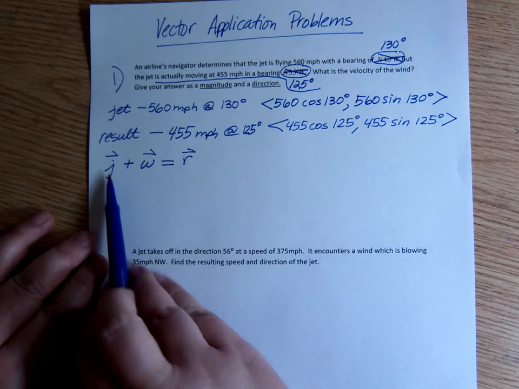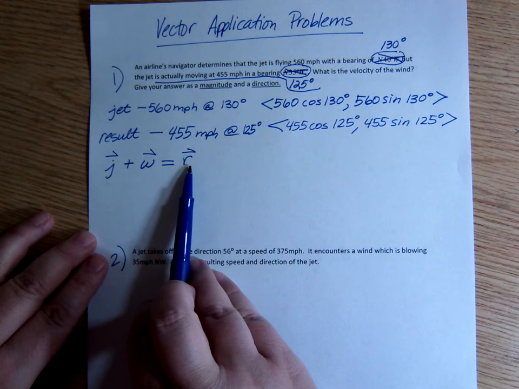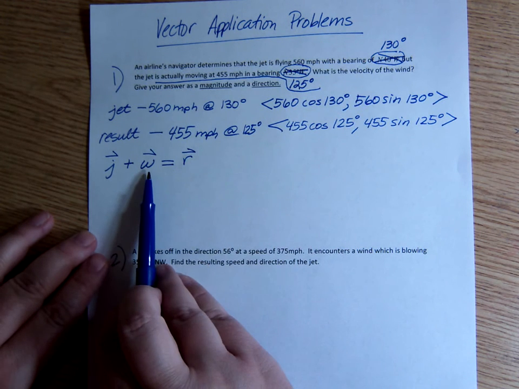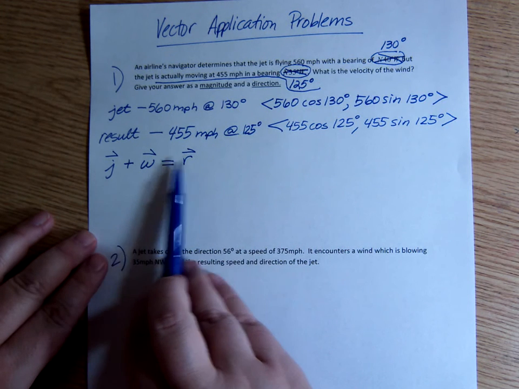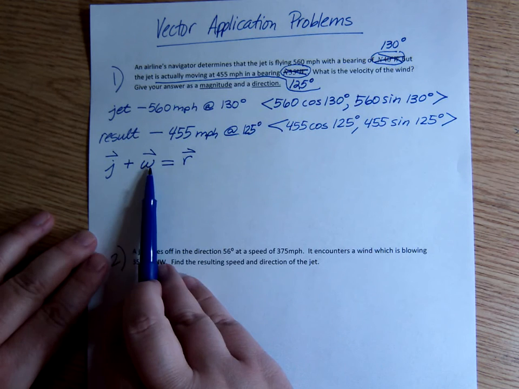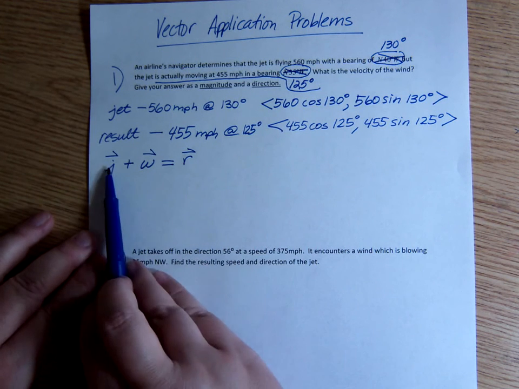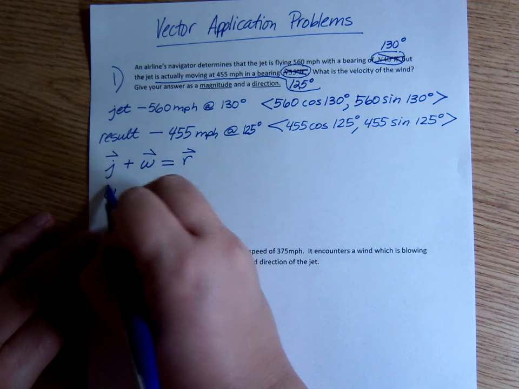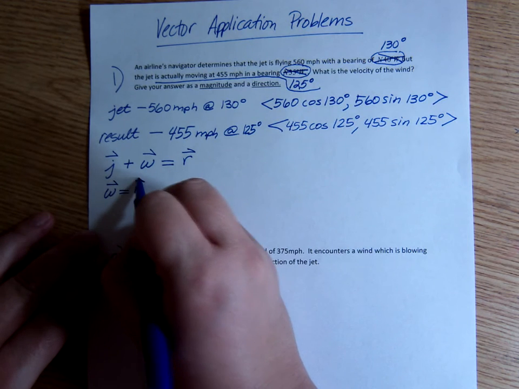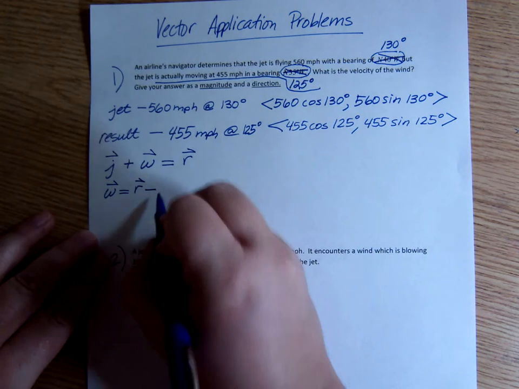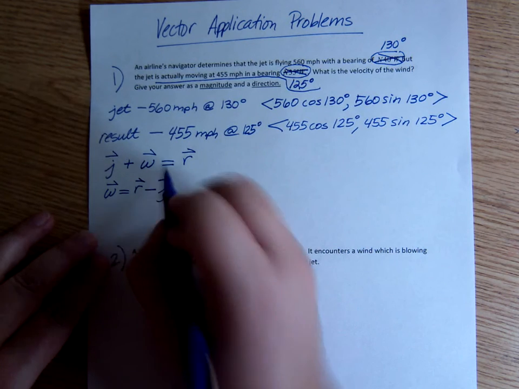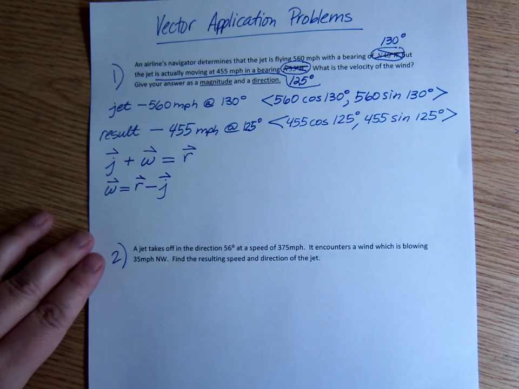So if I have this one and this one and I'm supposed to be finding the wind, I'm not going to be adding, I'm going to be subtracting. Just like if it said 5 plus x equals 10, to get x I would do 10 minus the 5. So in other words, the wind vector is the resultant vector minus the jet's original speed and angle.